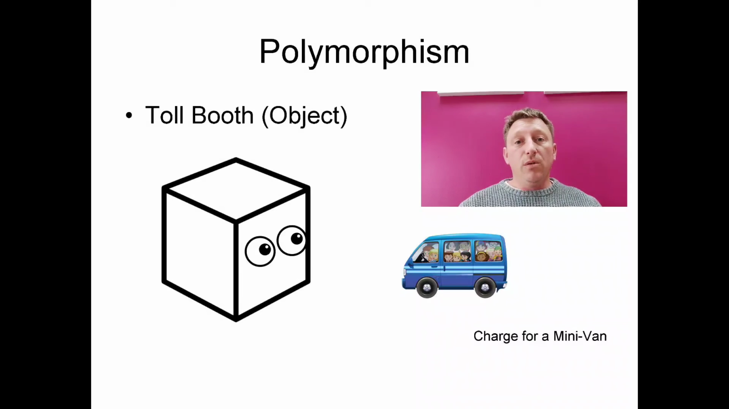Here's the next scenario. We're not going to have a car approaching our toll booth, we're going to have a minivan. Minivan is different. Minivans need to be charged a little bit more for a crossing at this particular toll. So our toll booth recognises at least the minivan, and it charges a little bit more than it did for the car.